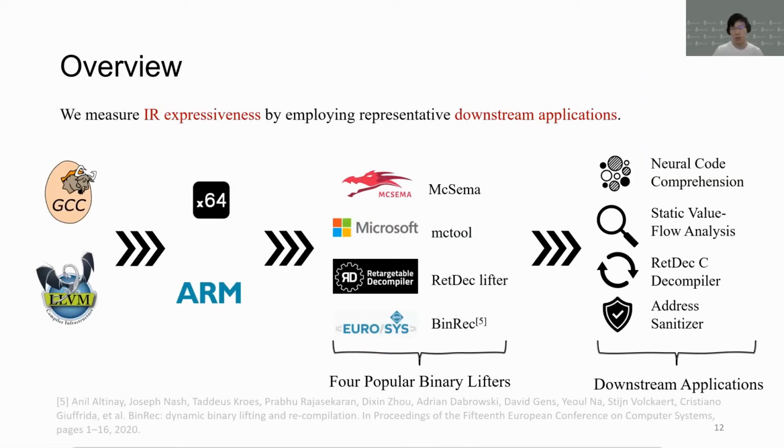Overall, in this work, we conduct an in-depth study of binary lifters. We study 4 popular lifters developed by academia and industry with downstream applications including neural code comprehension, static value-set analysis, the RetDec C decompiler, and the Clang AddressSanitizer. We conduct such a study in a cross-compiler and cross-platform setting.